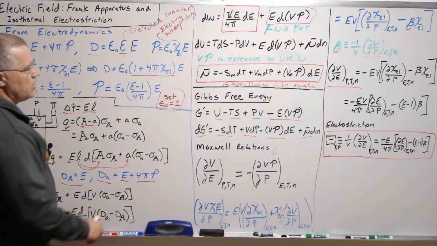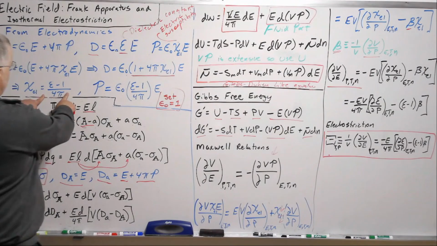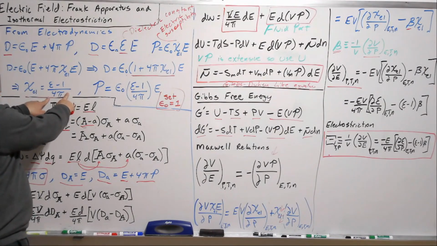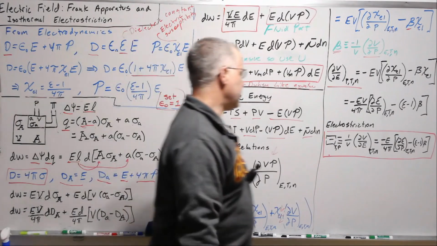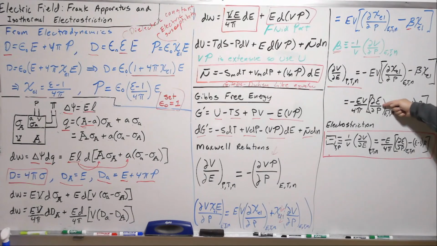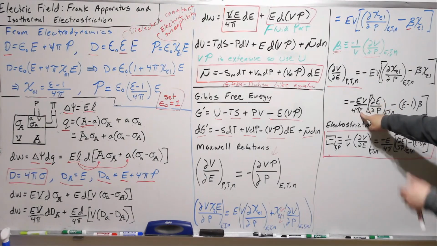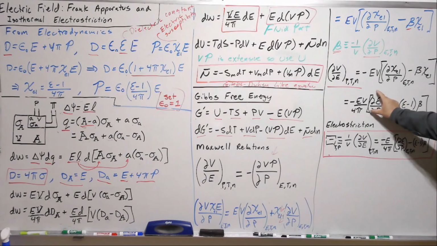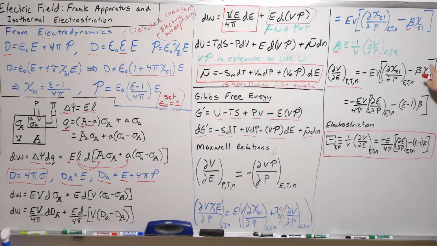So we'll make the replacement here of chi equals epsilon minus 1 over 4 pi. In the derivative, it's only the dielectric constant that's going to remain active. The 4 pi is going to come out, and the derivative of minus 1 is just going to be 0. So this term is just going to become 1 over 4 pi, partial epsilon partial p. And then this term is chi itself, so that's just going to be epsilon minus 1 over 4 pi. We'll pull the 4 pi out.